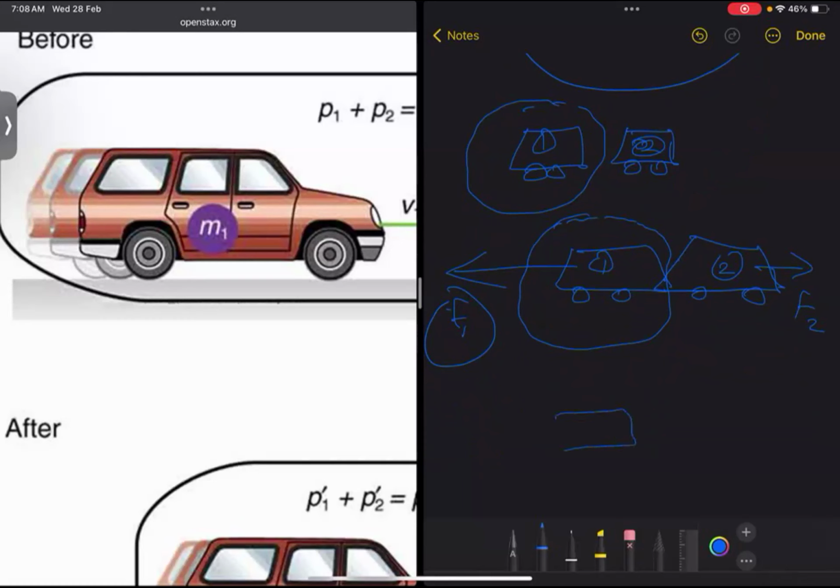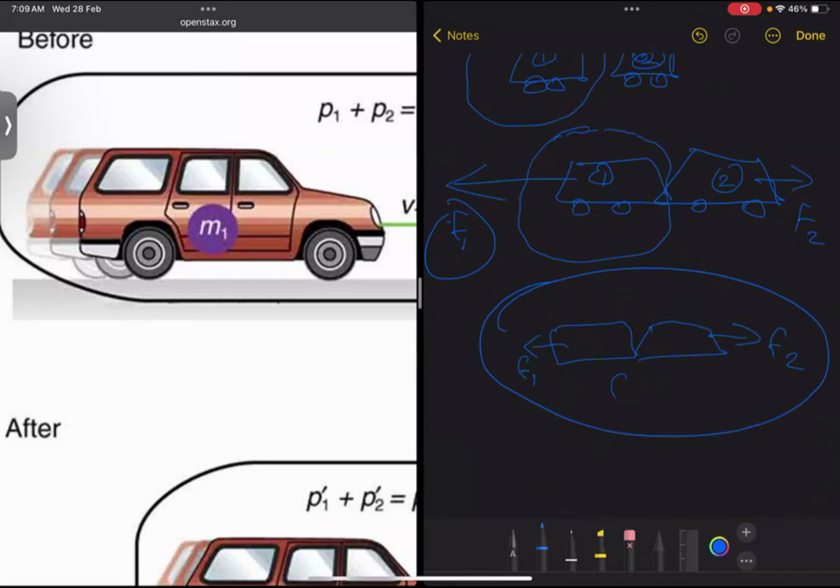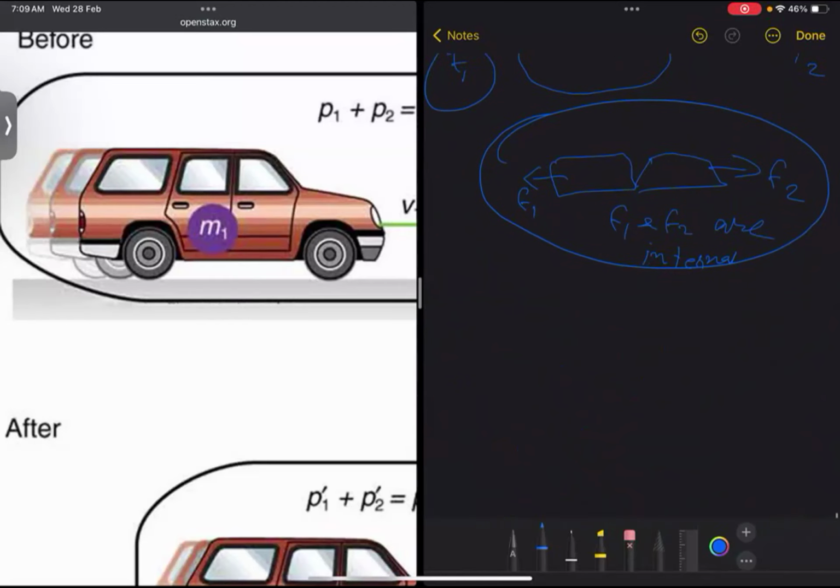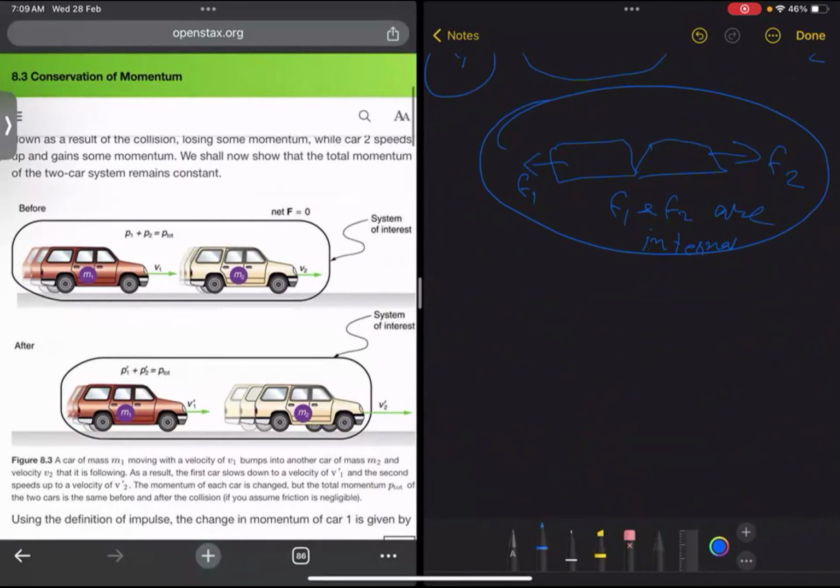But if you consider both of the cars as part of one system, then the force applied by car 2 on car 1 and the force applied by car 1 on car 2, both of these forces will become internal, right? Yes. F1 and F2 are internal. But in the first scenario, F1 was external, because you had selected a system of car 1 only. So what is external force and what is internal force depends upon the system you have chosen.